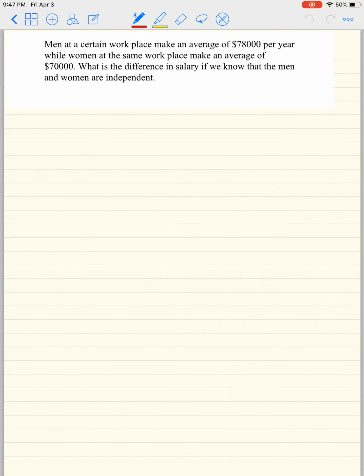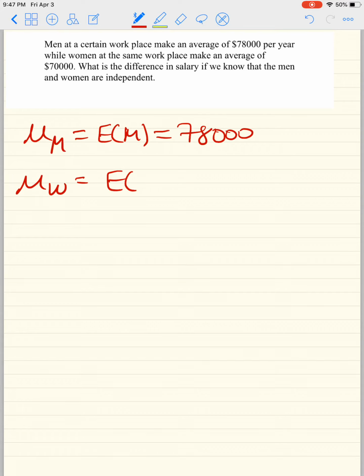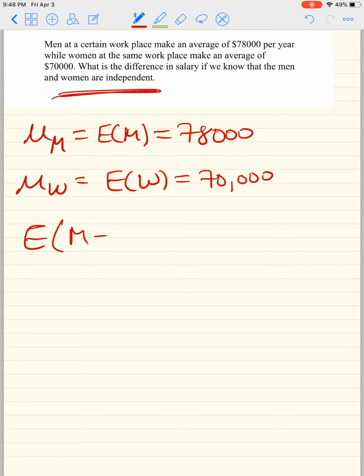Men at a certain workplace make an average, so I'm going to call it, I'll actually use both of these notations, $78,000, while women make an average of $70,000 at the same place. What is the difference in salary if we know that men and women are independent? That's key, guys. Well, the difference in salary, I didn't tell you which way, but I would prefer the higher number. So we're going to go men minus women.